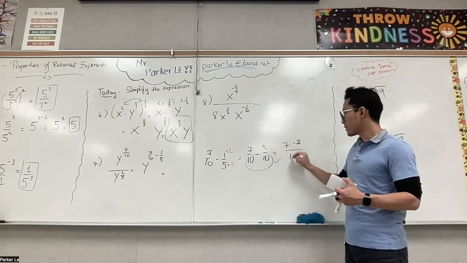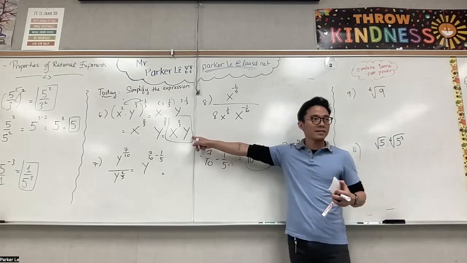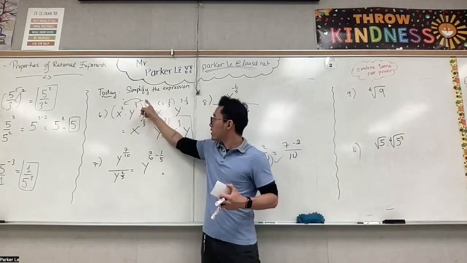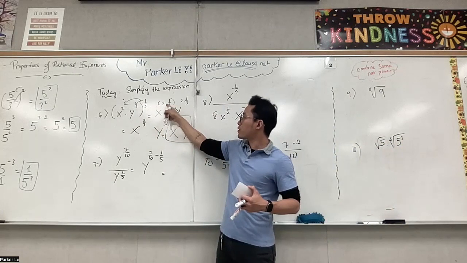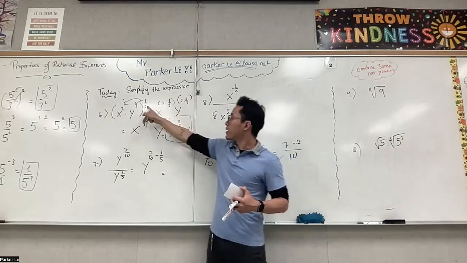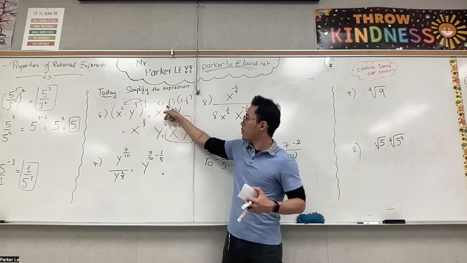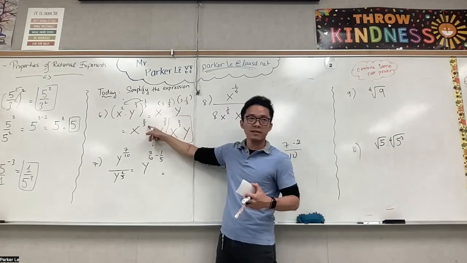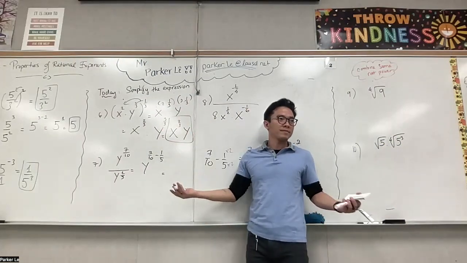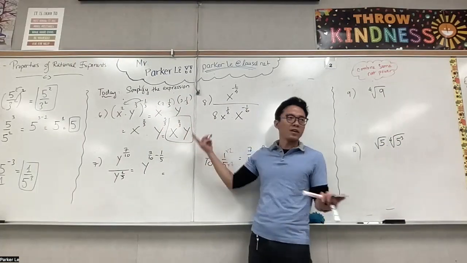Oh, sorry. Okay. Where were we? Are we good with this? So we distribute the power. We have 2 times 1/3, and this is 3 times 1/3. To distribute means you multiply. So 2 times 1/3 is 2/3. 3 times 1/3 is 3/3. And 3/3 is 1, so we don't really need to write 1.